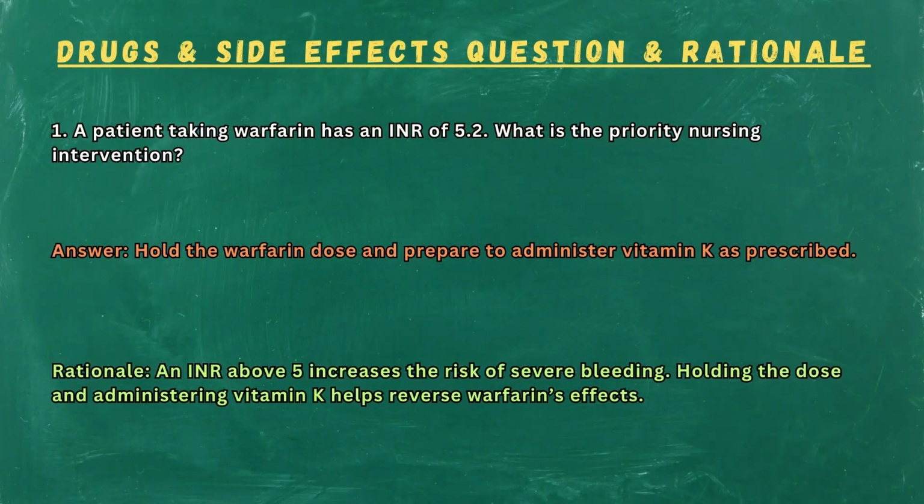1. A patient taking warfarin has an INR of 5.2. What is the priority nursing intervention? Answer. Hold the warfarin dose and prepare to administer vitamin K as prescribed. Rationale. An INR above 5 increases the risk of severe bleeding. Holding the dose and administering vitamin K helps reverse warfarin's effects.